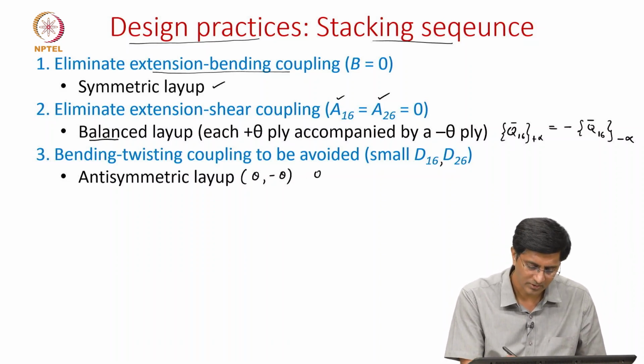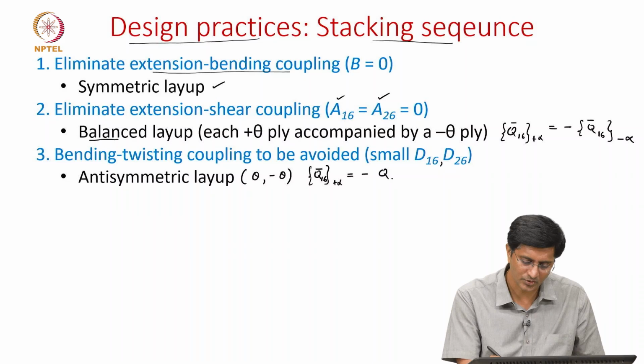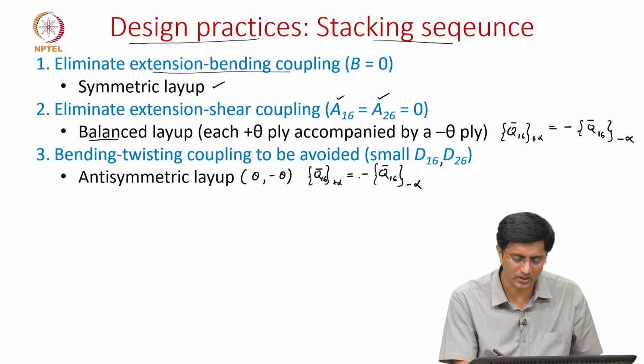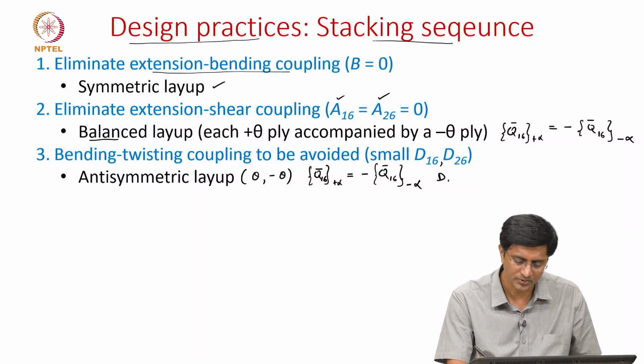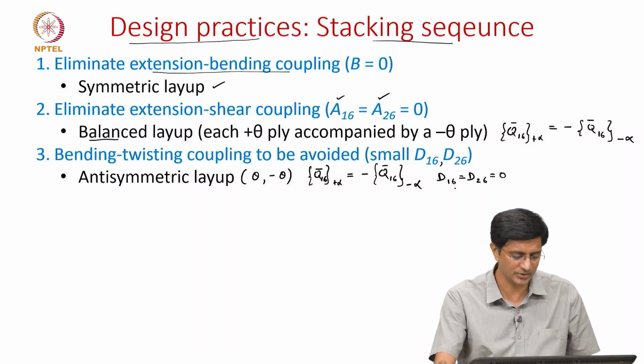Again, the same thing. The Q bar component with plus alpha is equal to minus of the Q bar component, I should write it as 16 or 26, so Q16 terms with minus alpha. Since the Q terms have the same magnitude and a minus sign, these D terms also go to 0. So the D16, D26 go to 0. But there are other ways to achieve this.